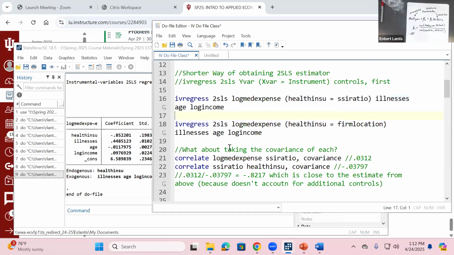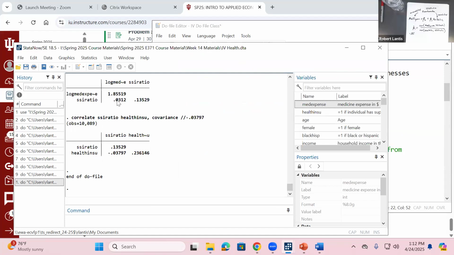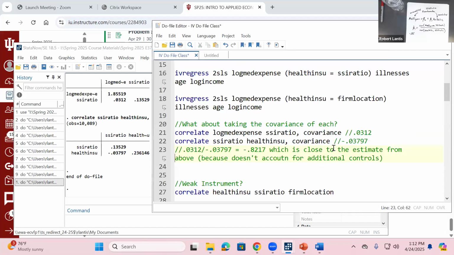Here, I'm just going to use the correlate command and look for the covariance. What I want is the covariance of y with that instrument z, and the covariance of x with z. I'm going to go ahead and run these. I think I've got the values here already. The covariances are 0.0312 and then negative 0.037. So if I take the covariance of y with my instrument divided by the covariance of x with the instrument, I'm getting negative 0.82. Well, it's not quite negative 0.85, but why is it a little bit off? I said in order for that equation to hold, what could I actually not do? I can't include these additional controls. Otherwise, the math gets a little bit trickier.